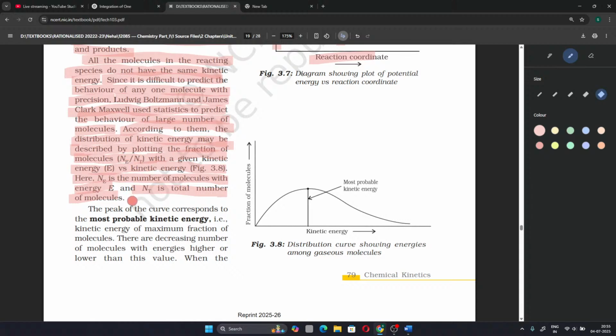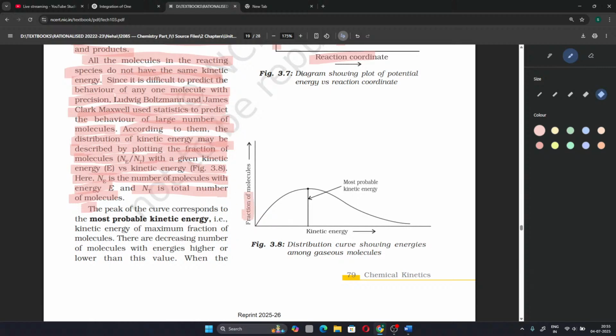So he basically defined a specific amount of energy for some Ne amount of molecules, and this Ne is the number of molecules having that specific amount of energy, and N is the total number of molecules present in that bottle. And they plotted the distribution of kinetic energy, and we described plotting the fraction of molecules with a given kinetic energy.